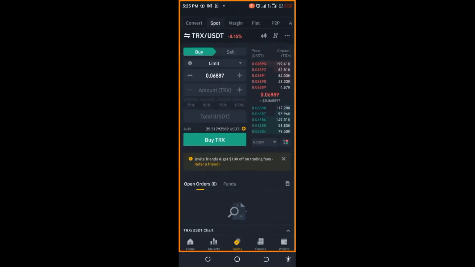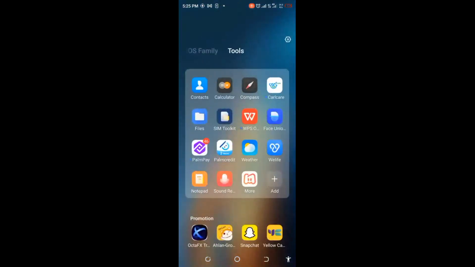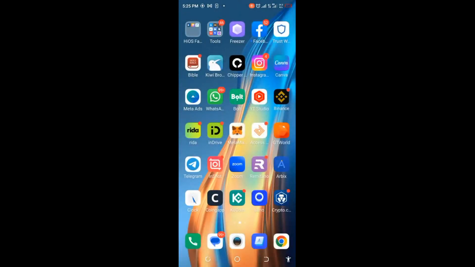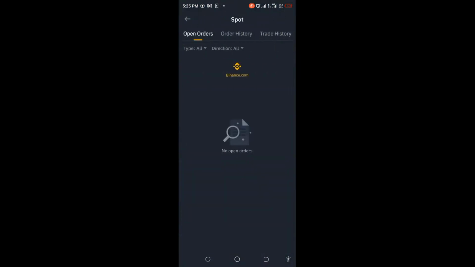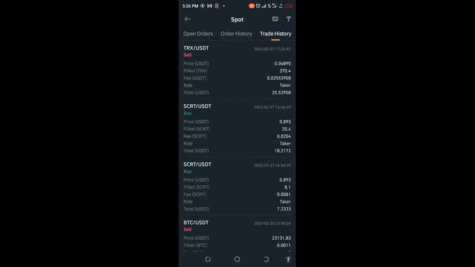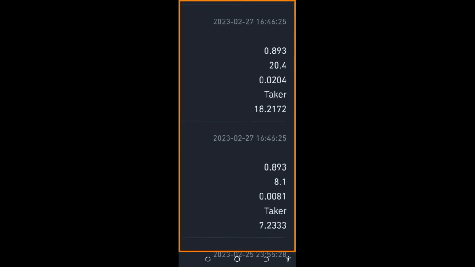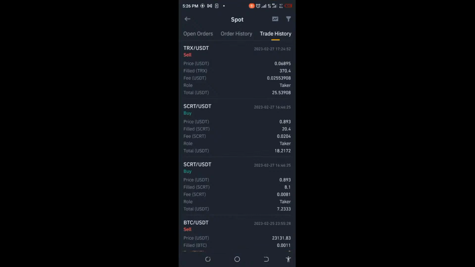But all the same, well, we started out with, let's go back and look at the trade history so that we'll be able to get everything fully, okay? So the trade history, it bought in two parts. We have 18.2 and we have 7.2. So that means if you add everything together, that's 25.44, something in that range.